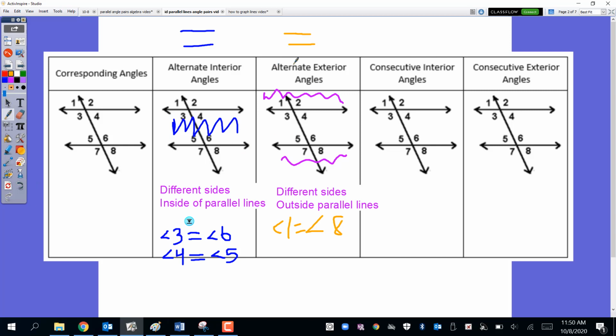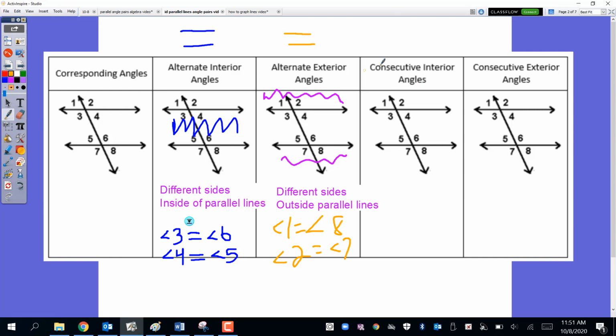Okay, what's the other pair of alternate exterior angles? Well, we used 1 and 8, so the other pair's got to be angle 2 and then angle 7 down here, and they are also equal. They're on different sides of the transversal, but they're outside of the parallel lines.